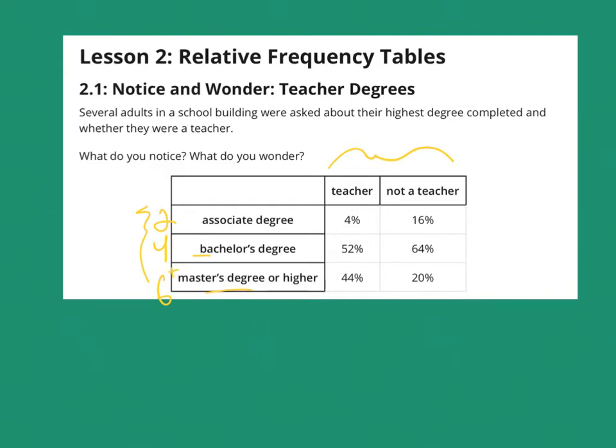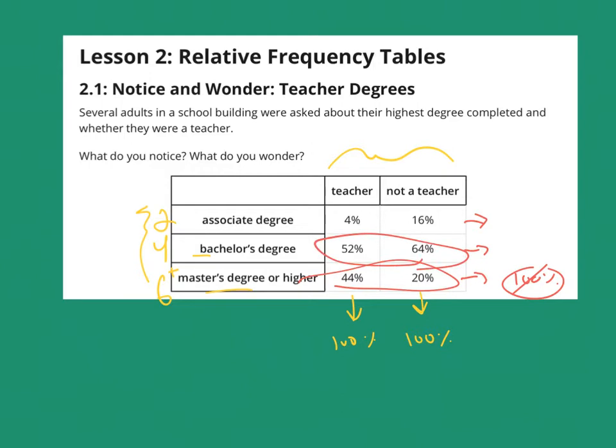At this point, it's worth noting that if you look at the top column total, this adds up to 100%. And if you add up this column total, it also adds up to 100%. Versus if you add the row totals, these are not 100%. So 44 and 20 is 64%. And 52 plus 64 is over 100%. 16 plus 4, only 20%. So what's going on with the row totals?